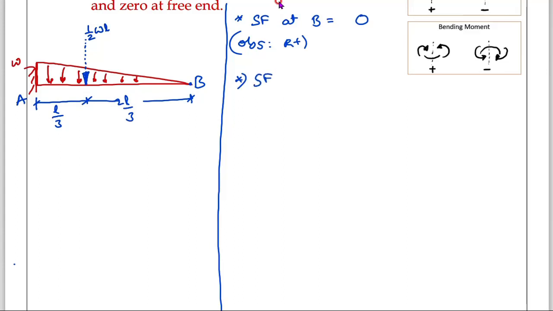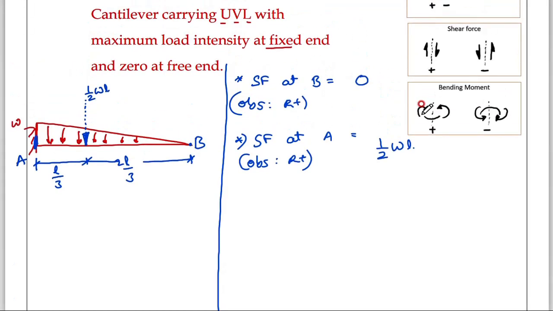Then shear force at A. Shear force at A means at this point. Observations I will make from the right side. Right side, what are you seeing? You are seeing one vertical force, and that vertical force is half into WL. Very good. This half into WL is a vertical force, and its direction, right side downward, matches the sign convention. Therefore, it is a positive value. Over.